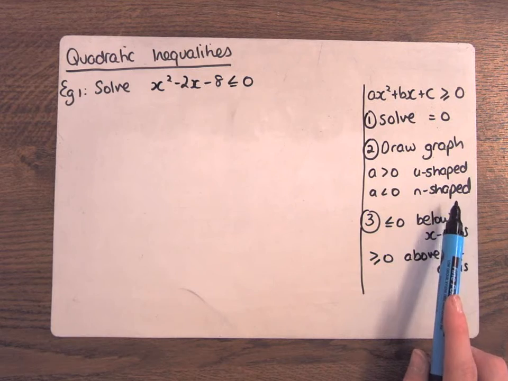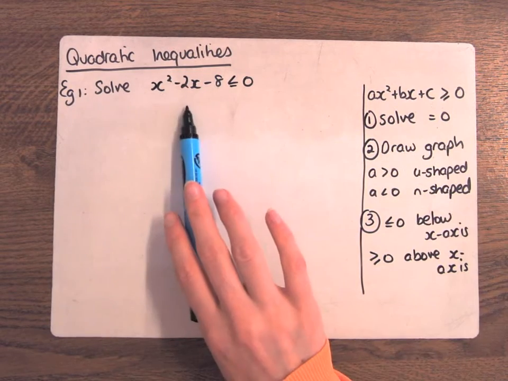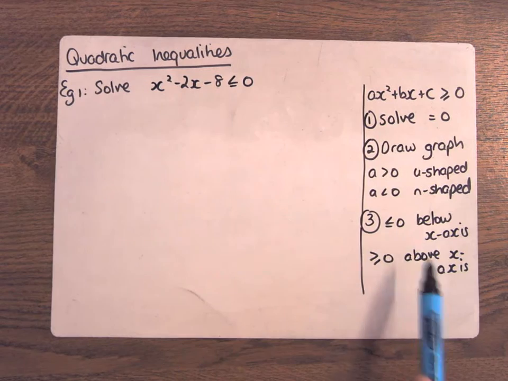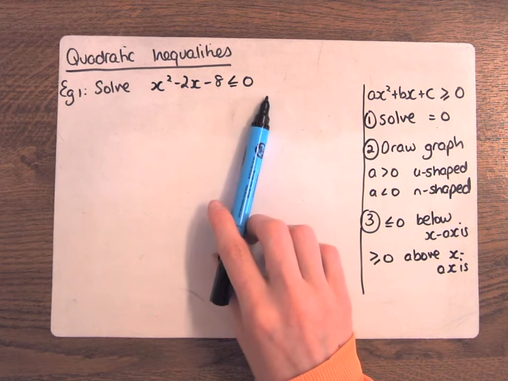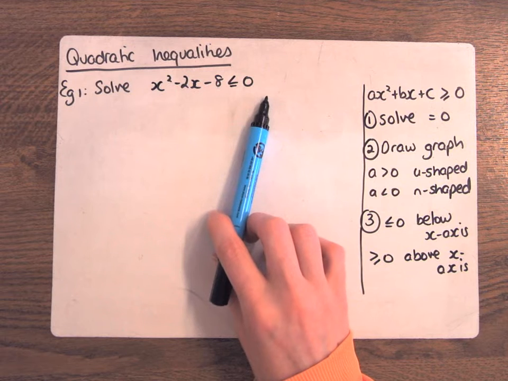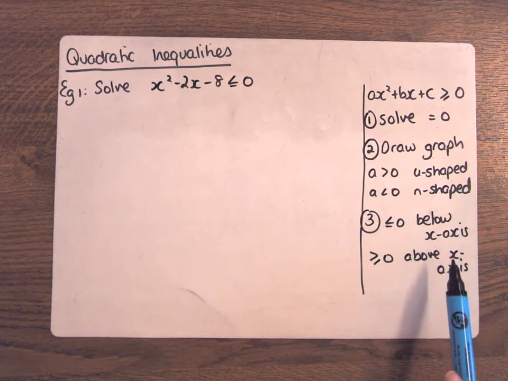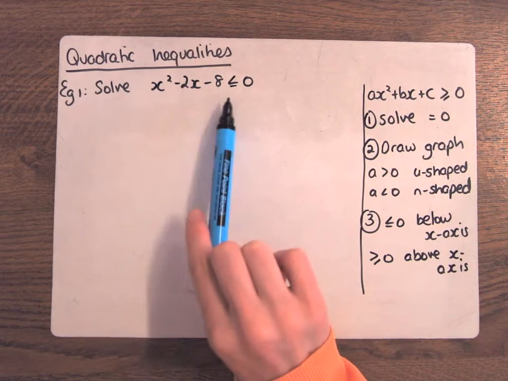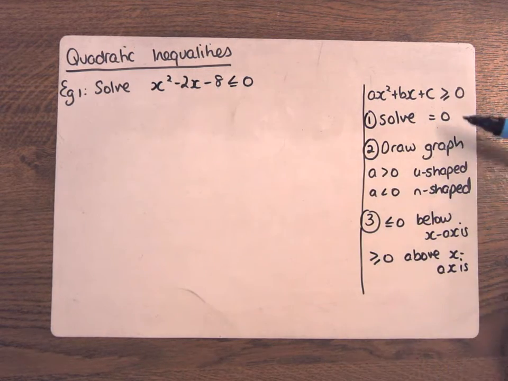Okay? So after we found our roots, we're going to draw it and it's going to be U-shaped. And then we're going to look at the question. This question is less than or equal to 0. We're looking at where our graph is less than or equal to 0. That means where it's under the x-axis. If it was greater than or equal to 0, we'd be looking for where it's above the x-axis. So let's follow those steps now.